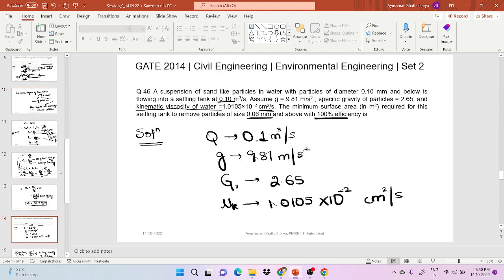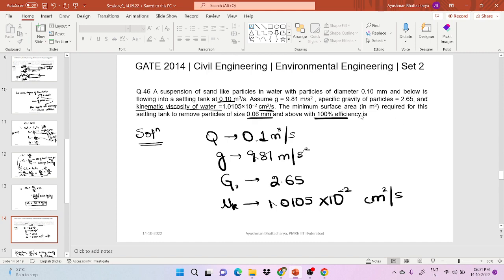Now question 46. In this question they have given a suspension of sand-like particles in water, with particles of diameter 0.1 mm and below, flowing in a settling tank at this much flow. Assuming g is equal to 9.8, with specific gravity and other details mentioned. At the end they are asking the minimum surface area required for this settling tank to remove particles of size 0.06 mm and above with 100% efficiency.